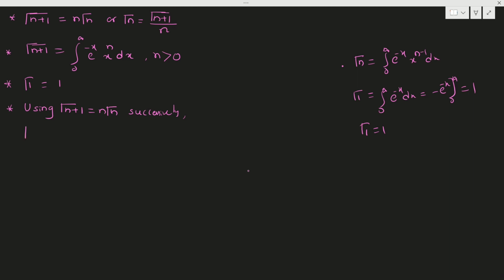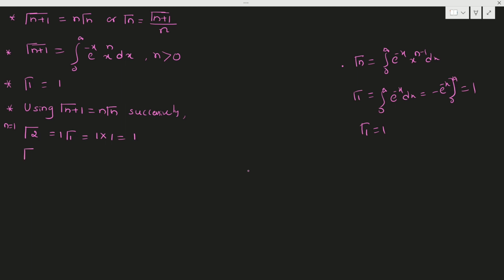means what? Go on putting n values in the above equation. What happens when you put n equal to 1? LHS is gamma of 1 plus 1, gamma 2. So then 1 into gamma 1. Gamma 1 we know it is 1. So 1 into 1 is 1.